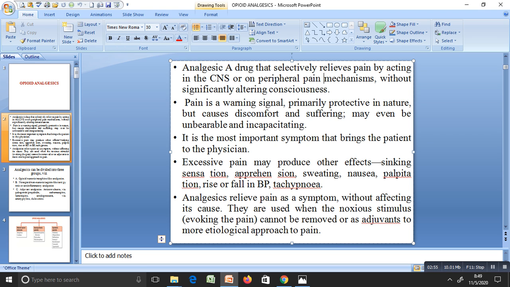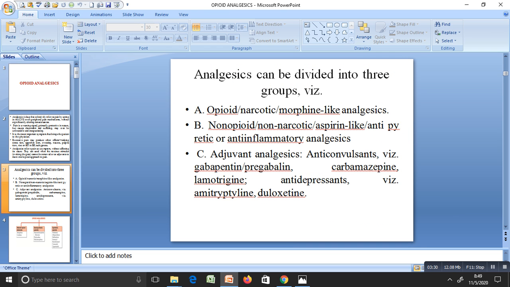Why am I telling all these things under opioid analgesics? In excessive pain, in severe pain, we will be using opioid analgesics, whereas in case of mild pain we will be using NSAIDs. These analgesics relieve the pain without removing the cause. We can use them as an adjuvant to other drugs to remove the pain. Coming to the classification, we have opioid, narcotic or morphine-like analgesics.